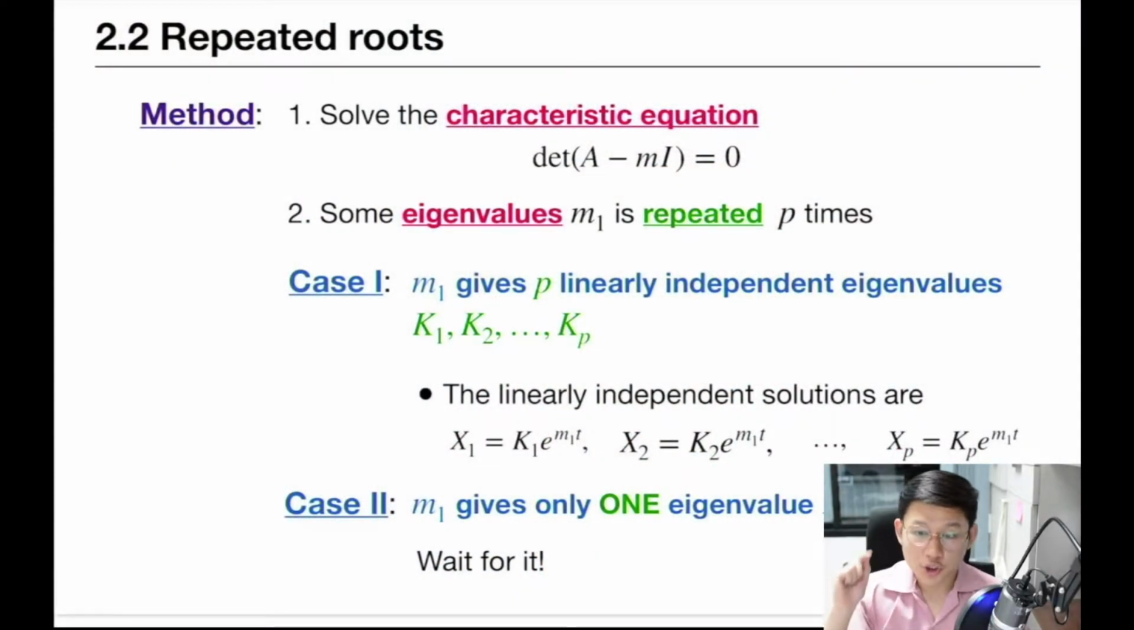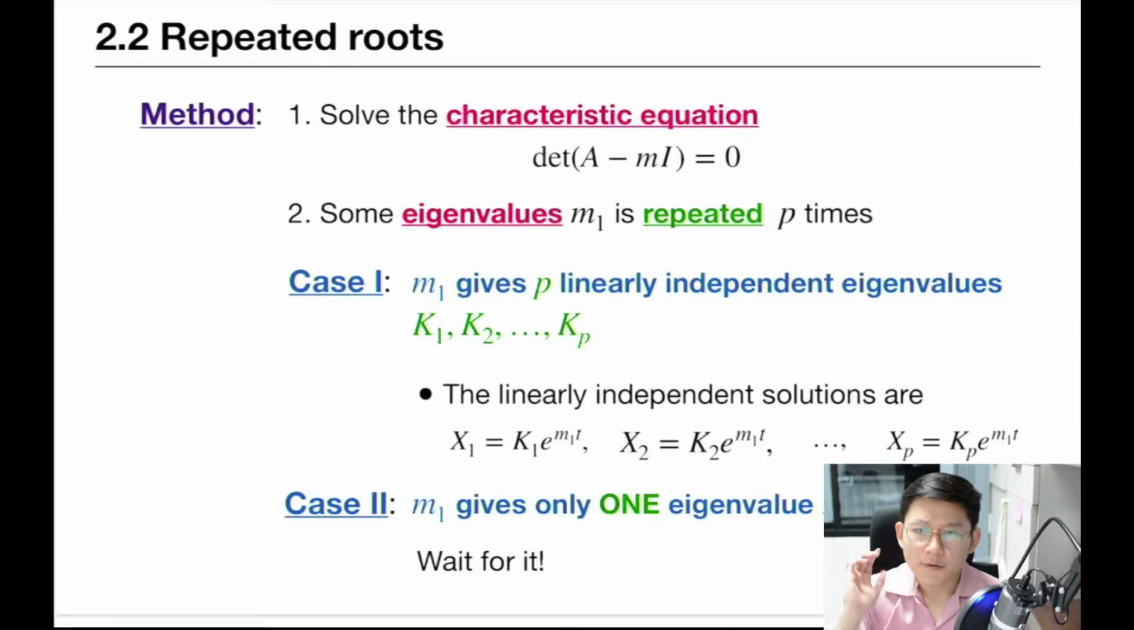Today is section 2.2, which is the solving of systems of differential equations when the eigenvalues are repeated, or what we so-called repeated roots. Well, let's start here. This is section 2.2, as I already mentioned. The method of solving this case is quite similar to the previous one, okay?